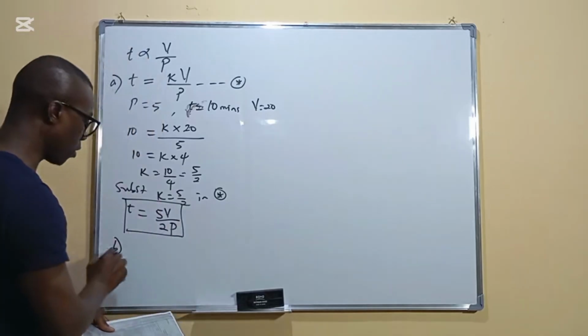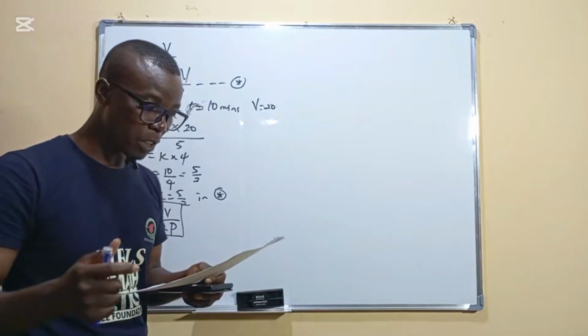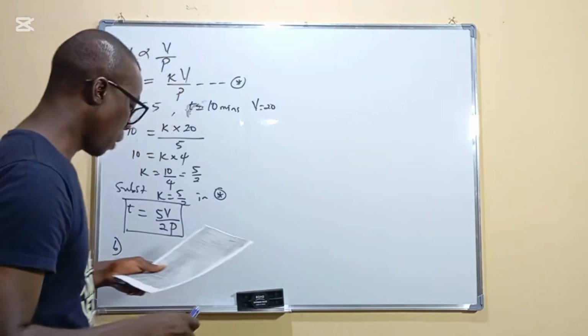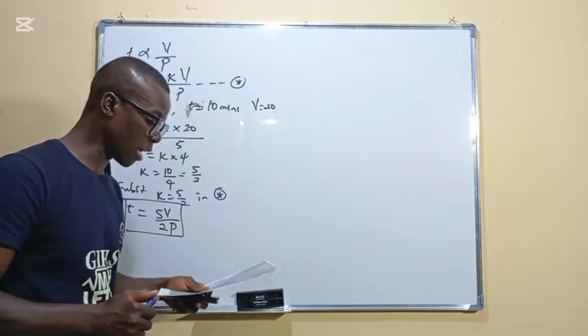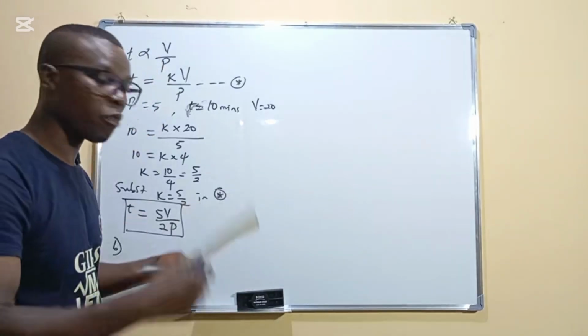Then for the B part of the question, they said the time it takes to fuel 50 vehicles at a certain station with 2 pumps. So you can see in this case, they gave us the number of vehicles, they gave us the number of pumps, and then we have to find the time taken.